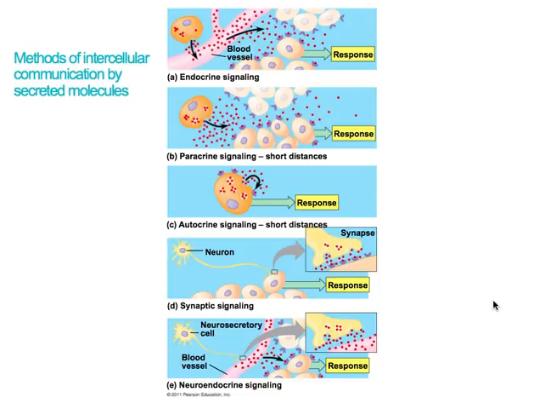And the final one is neuroendocrine signaling, and that's where you have a neuron, which in this case would be called a neurosecretory cell, that releases a chemical into the bloodstream where it is transported down to another cell, leading to a response. So these are the different types of intercellular communication by secreted molecules.